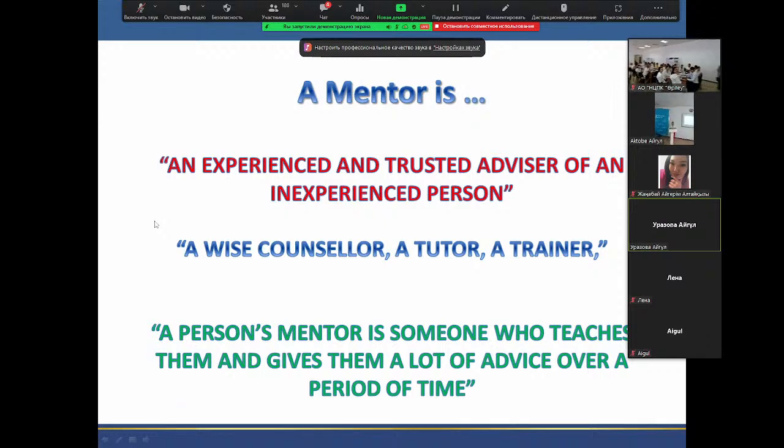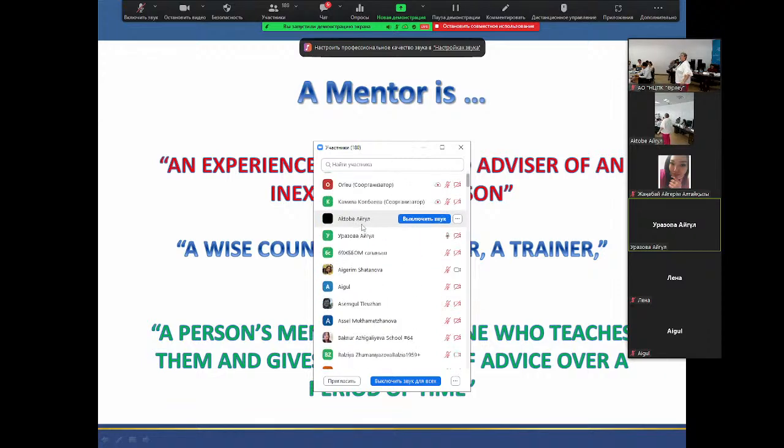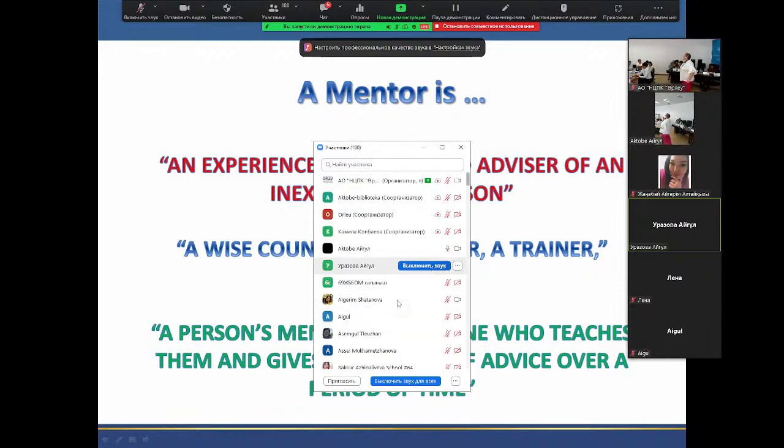Okay, so what are the mentor roles? No, don't change the slides. So what are the mentor roles? Someone told the mentor is a trainer. Seminar leader. Yes, what else? What are the mentor's roles? Consultant, yeah, consultant, what else? Give the instructions, you will never follow them.